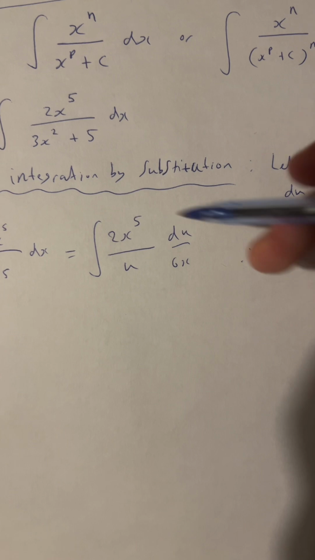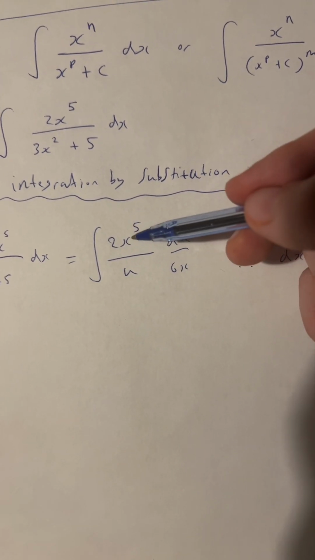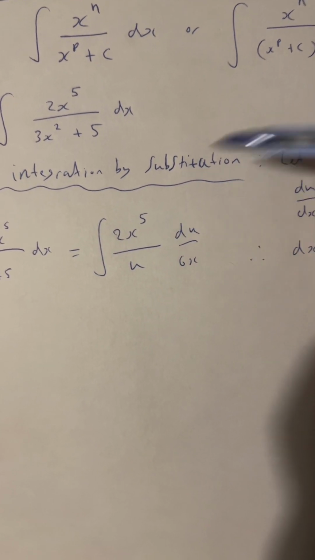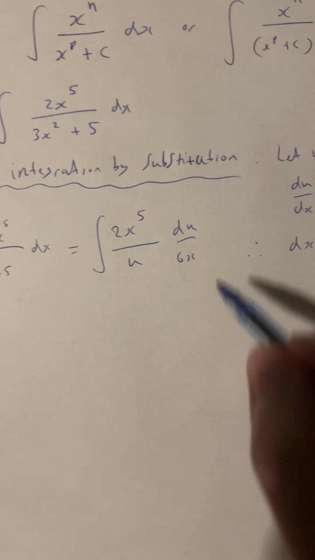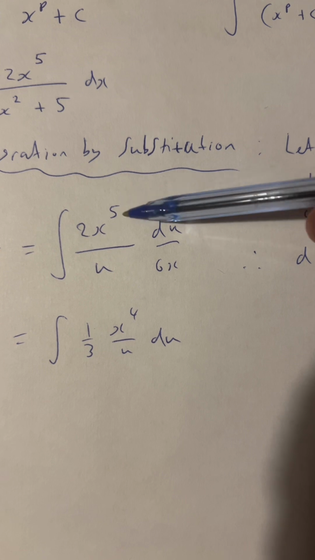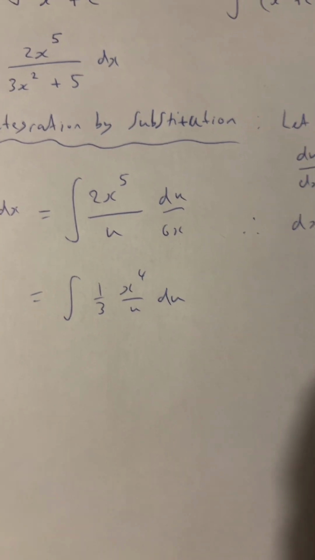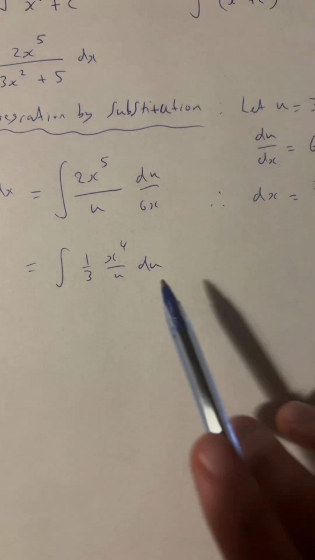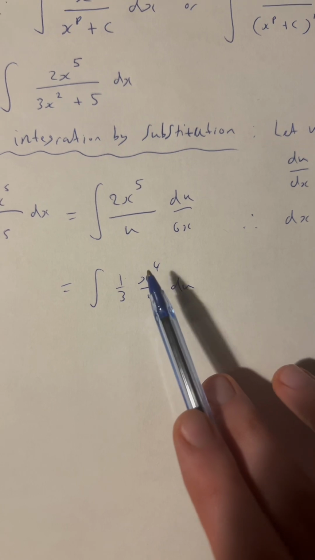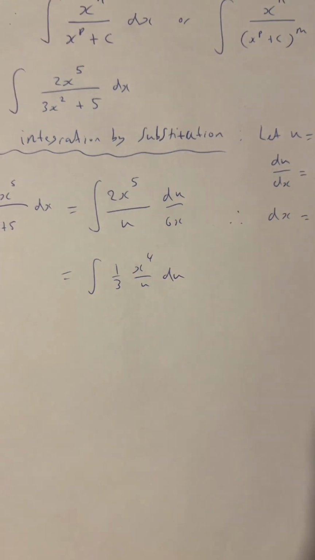Now what we can do is just cancel out some of the indices here. So we've got 6x on the bottom, and on the top here 2x to the 5. That's going to give us 1/3 x to the 4. So again, we get x to the power of 4 when we take away 1 from the index 5, and 1/3 at the front. Now the issue here, we're integrating with respect to u, but we still have this x term in our integrand that we need to somehow eliminate.